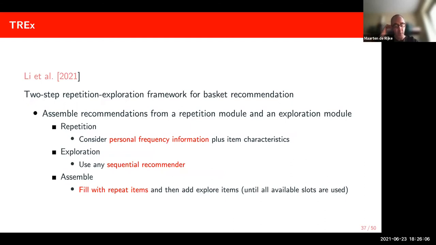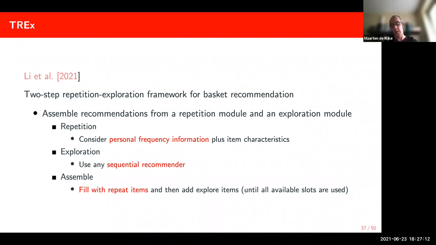So following up on this lesson, we looked at some very recent work on Next Basket Recommendation. And we took an even simpler approach. It's a two-step approach. It's called T-Rex, a two-step repetition exploration framework for basket recommendation. And so we have a repetition module. That can be a fairly simple module that doesn't have to be deep learning based. It does have to understand what the items are that a user has interacted with before, and perhaps it should also understand what you might call personal frequency information. What are the timelines that an individual user follows when he or she consumes this item? So that's a repetition model.